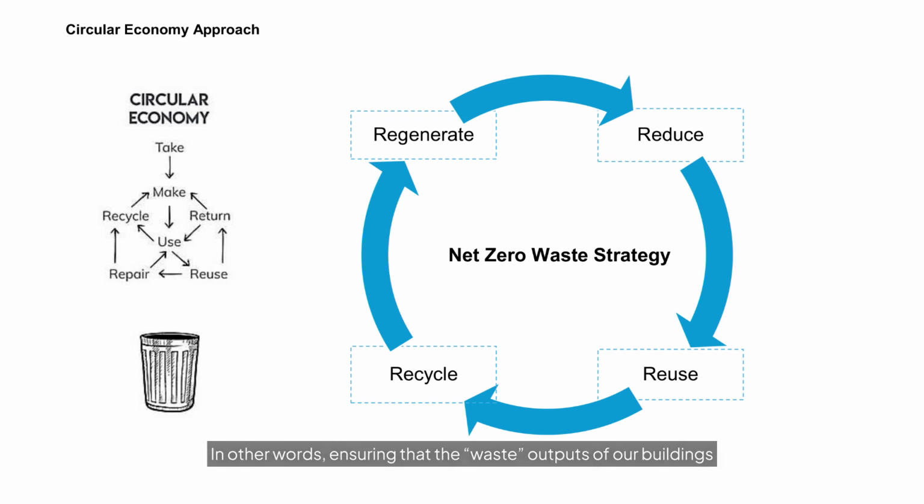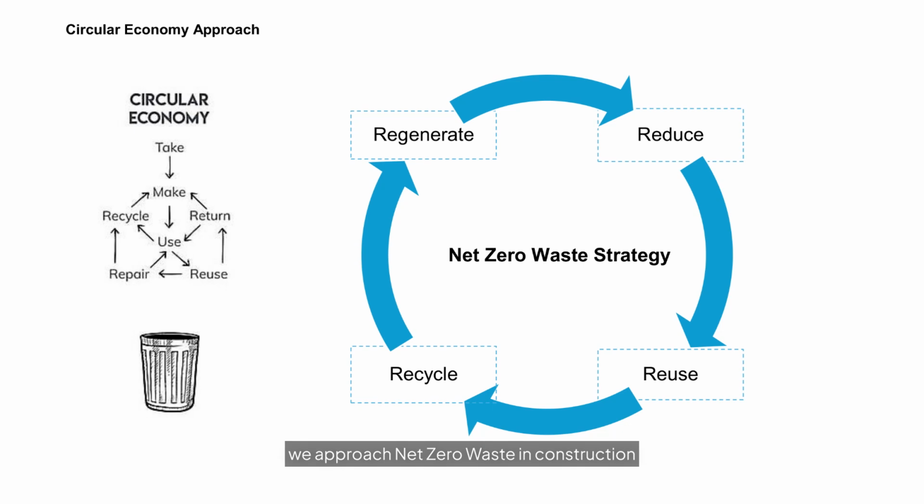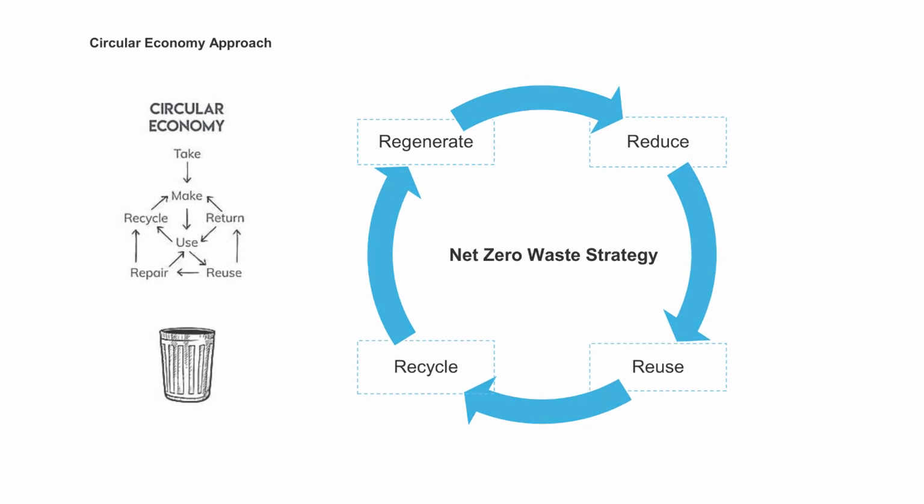Next, we implement reuse and recycling of waste and regeneration of resources. In other words, ensuring that the waste outputs of our buildings are put back into the system as resources. When we achieve the proper balance by minimizing input and circulating outputs in the closed-loop system, we approach net zero waste in construction, where waste is eliminated as we continuously loop materials back into use. Net zero waste means that virtually nothing from the building process permanently leaves the cycle. Everything in the built environment can be reused, recycled, or safely returned to the environment.